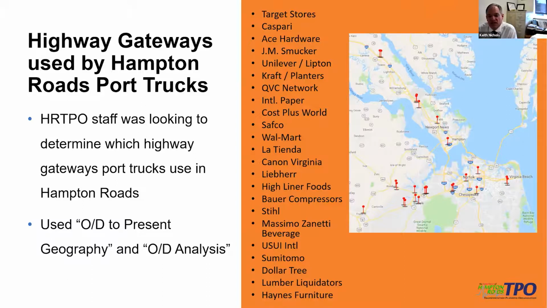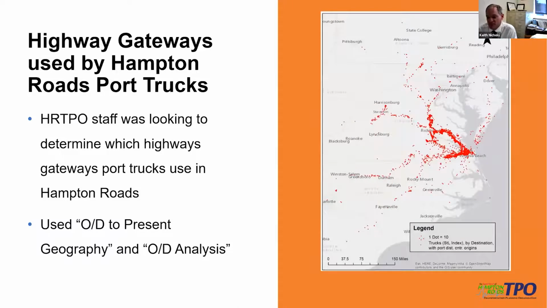So for this study in particular, we not only looked at the ports, but also many of the distribution centers in our region. So this was a list provided by the Port of Virginia of some of the largest distribution centers in our region that use the port for transporting freight throughout the world. And so this was a list that we started with and tried to determine what gateways are trucks using to access these locations. So in StreetLight, we used an OD to preset geography and OD analysis to come up with this map here that you see, which is largely the destinations and origins of trucks that are coming to and from Hampton Roads to these distribution centers and to the port to transport their freight.